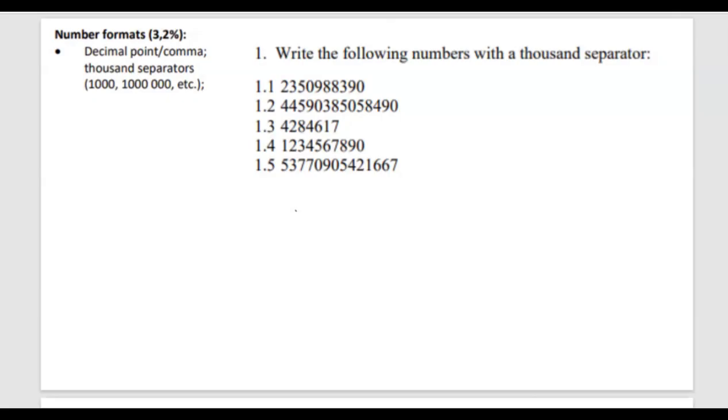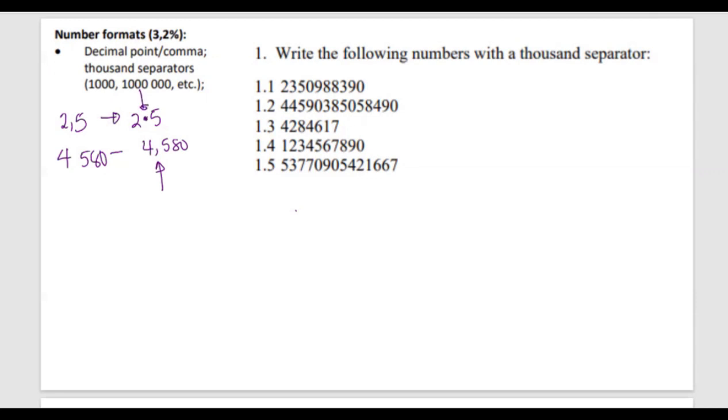Instead of you writing 2,5, they would write it as 2.5. Then instead of you writing 4 850,50, for them they will say 4,850.50. The comma is for thousand separators, and the dot is for the decimal.